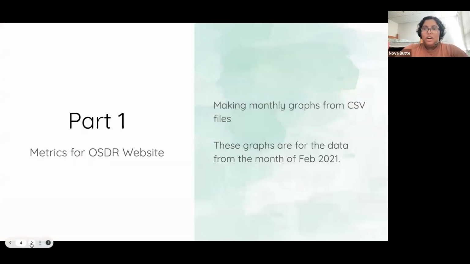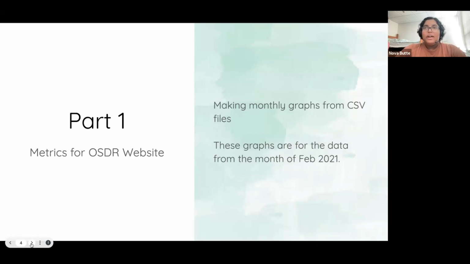So part one of my project was analyzing the metrics for the OSDR website: who's using the website, what datasets they're downloading, all that stuff. For part one, I received the monthly datasets in the form of a big long CSV file, or comma-separated value file. Those files showed everyone who visited the website over the course of a month, and they had columns for the date and time of each visit, the IP address of the person who visited, and the specific page of the website that they visited.